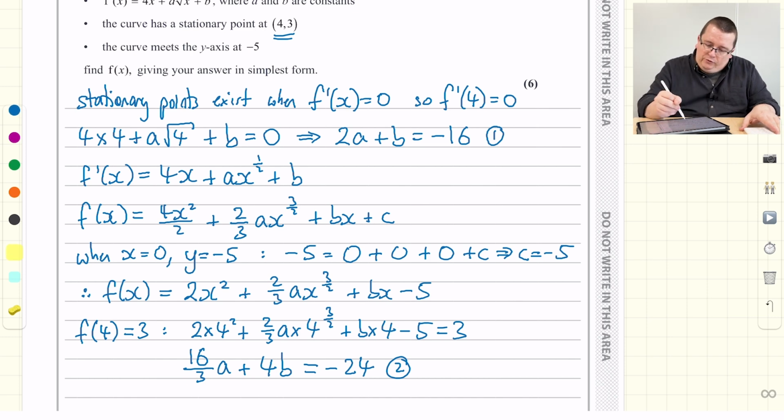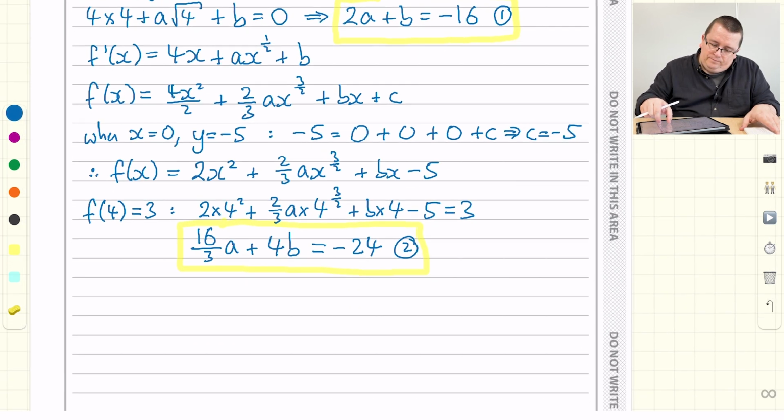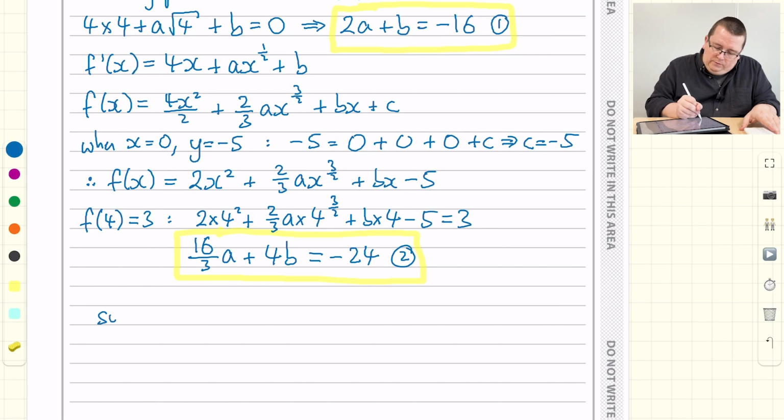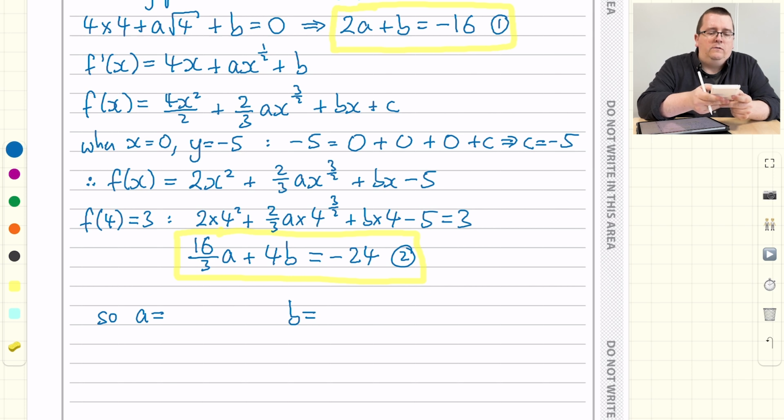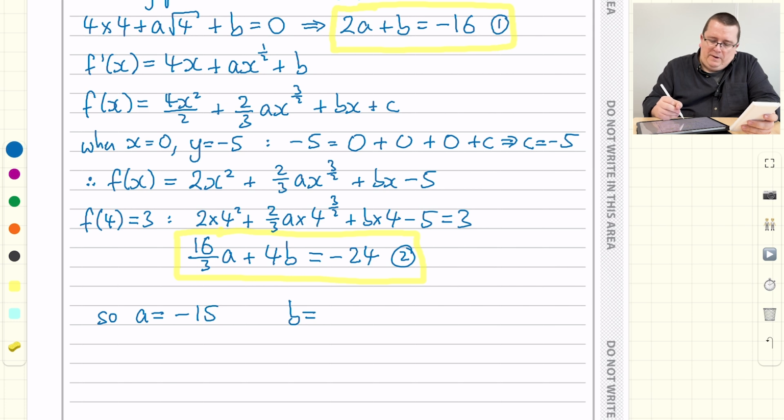And there we have a second equation. So we now have 2 equations with 2 unknowns. So A equals and B equals. So now we're going to put those into the equation solver, so simultaneous equation solver. 2a plus b is equal to minus 16. And 16 thirds times A plus 4 lots of B is equal to minus 24. And we get A is minus 15 and B is 14.